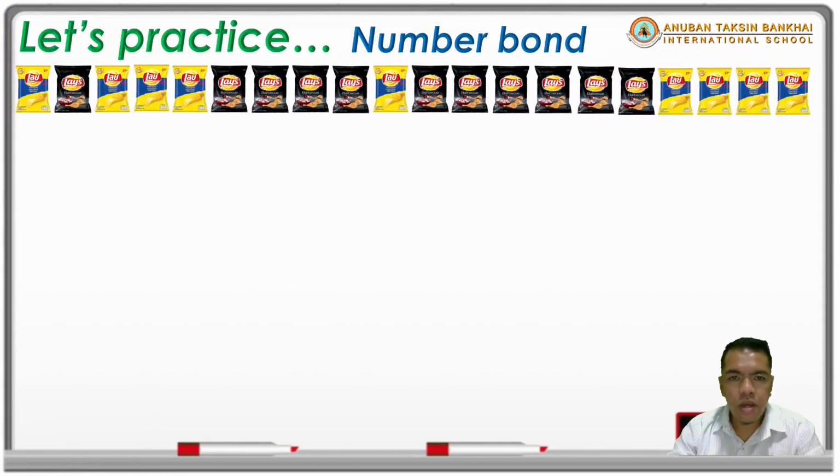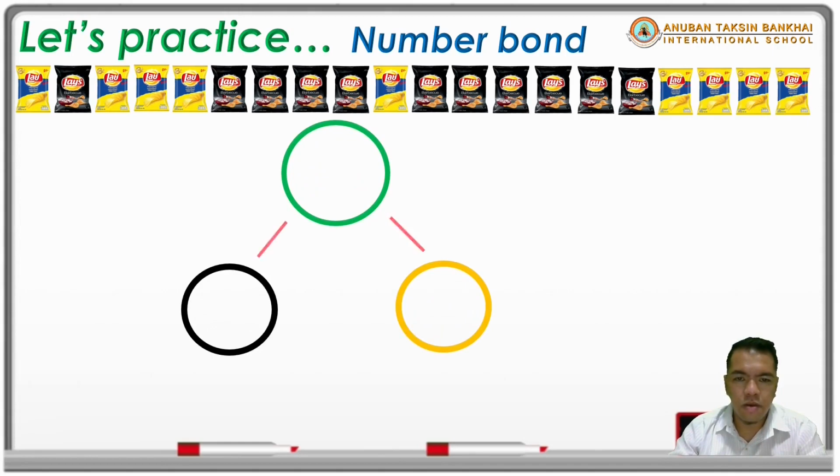We have lace. How many lace do we have? We can find the parts of this lace by using number bond method. Let's draw first our number bond with two lines. Then let's write our whole. How many lace do we have in all? We have 20. And our lace have two parts. We have yellow and black. Let's separate our lace to find the parts.